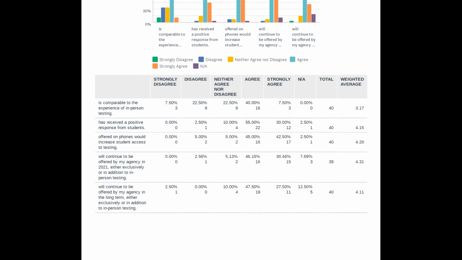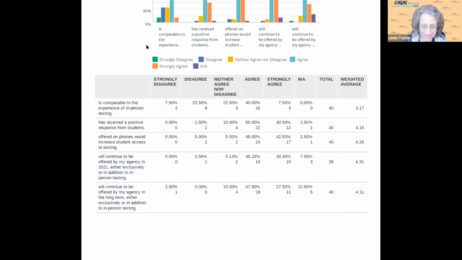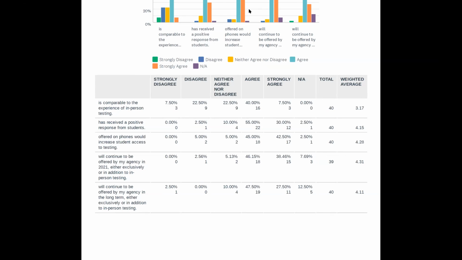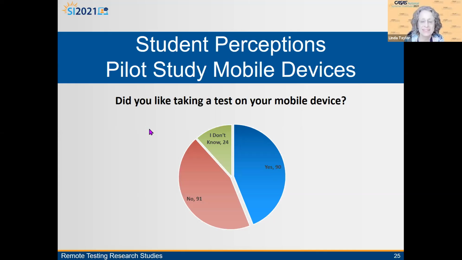And we can't see your screen if you're sharing. Oh dear. All right, let me see if I can fix that. There we go. This pie chart, where we found that it pretty much breaks down 50-50, students who said they liked and didn't like taking the test on a mobile phone. Any thoughts about that?